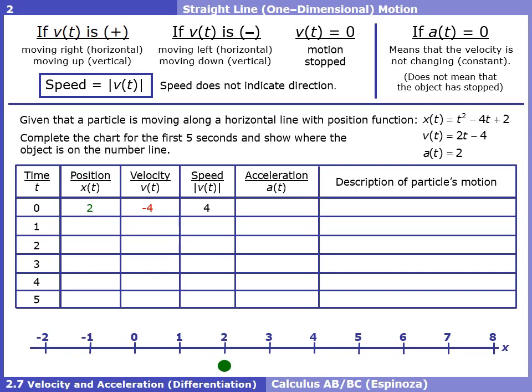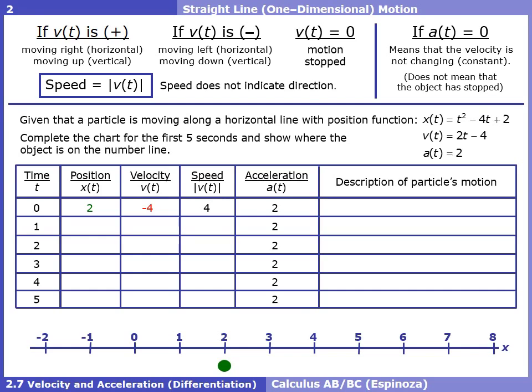The acceleration is an interesting answer, I suppose. We didn't end up with a function that has a t in it. So basically what this is telling us is that acceleration is always 2. We can't plug in any times, so acceleration must be always 2. Doesn't matter what time we're looking at, it's always 2.